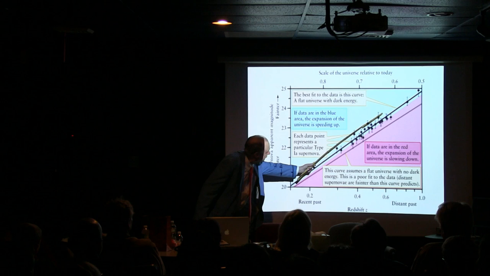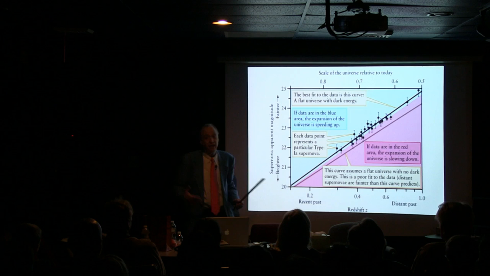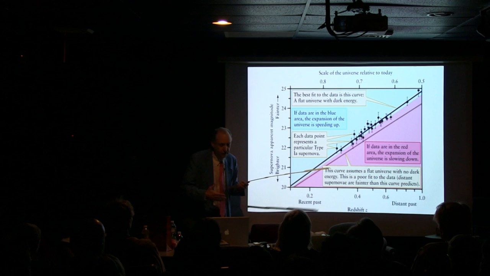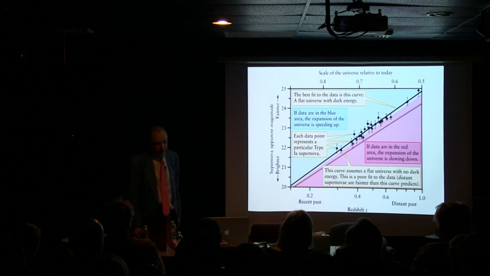They found that it was actually on the other side of this straight line. And so actually, the universe was accelerating with time. Those supernova were too faint. It meant that the universe had been stretching more in recent times. They were too far away. And so it meant that the expansion of the universe was accelerating.